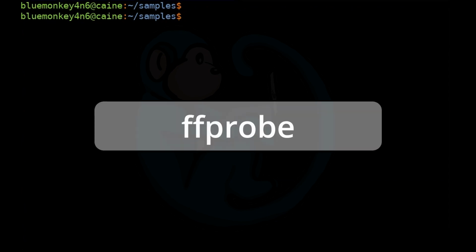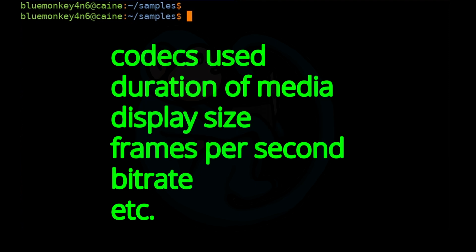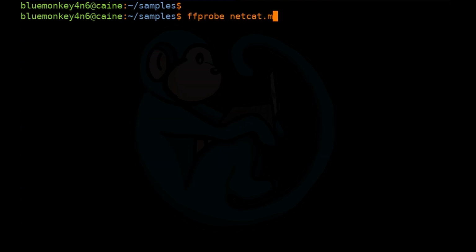There's also ffprobe, which can display metadata of the media file, such as the codec used, the duration of the media, the display size, the frames per second, bit rates, etc. The way to use it is just type ffprobe and then the name of the file.